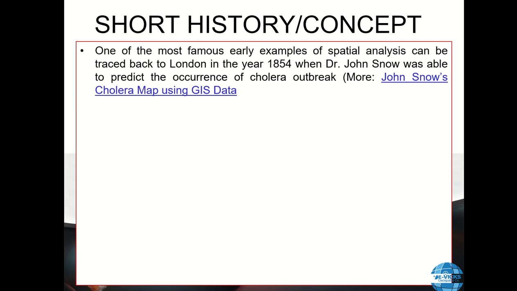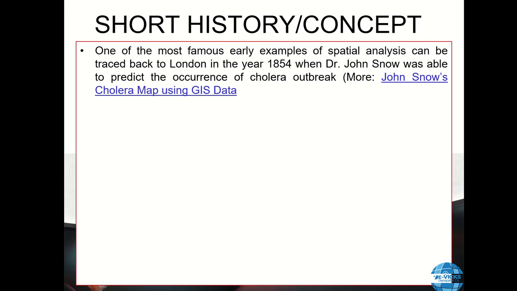So let's go to a short history of GIS, and we're talking about some of the concepts of GIS. One of the most famous early examples of GIS or spatial analysis was done by Dr. John Snow in 1854. Even prior to this time, GIS had been used, but the research by Dr. John Snow served as groundbreaking research for GIS. He studied and analyzed a cholera outbreak in London in 1854, and he discovered that there was a breakage in the water system, and the sewage system was dripping into the water system, causing cholera and deaths.